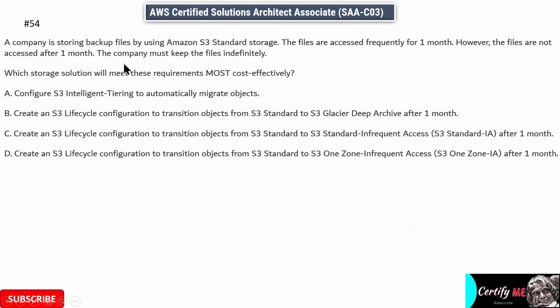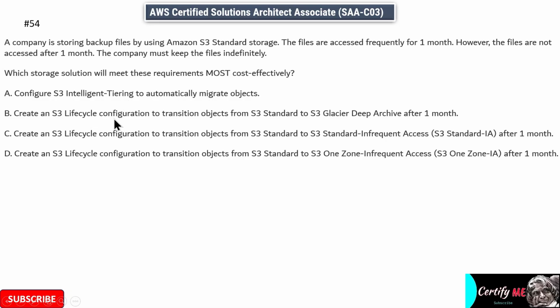Next question. A company is storing backup files by using Amazon S3 Standard storage. The files are accessed frequently for 1 month. However, the files are not accessed after 1 month. The company must keep the files indefinitely. Which storage solution will meet these requirements most cost effectively? Option A. Configure S3 Intelligent-Tiering to automatically migrate objects.